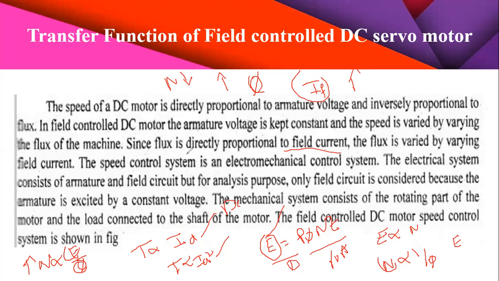Okay. Now the speed control system is an electromechanical control system. Why? Because this concept includes both electrical and mechanical systems. The electrical system consists of the armature and field circuit, but for analysis purposes, if we take the electrical part, we take the armature winding and field winding. If we take the mechanical part, we take the rotating parts, rotor shaft, and load. Okay. Now the field control of a DC servo motor is shown in the figure.